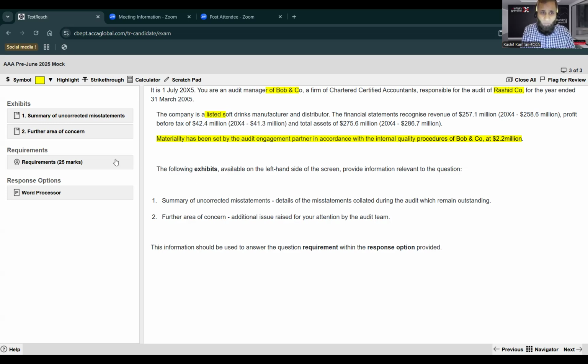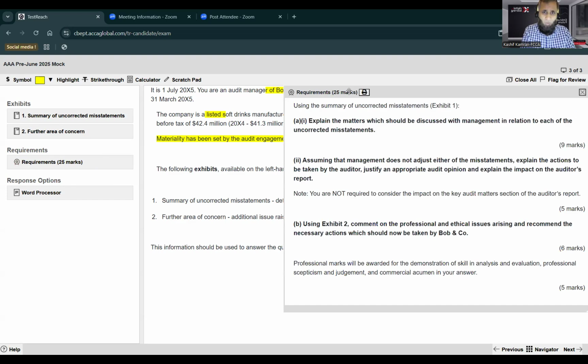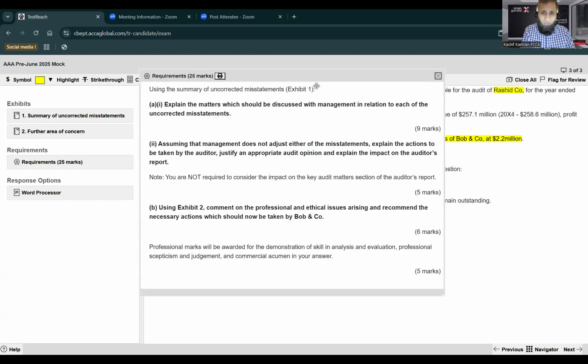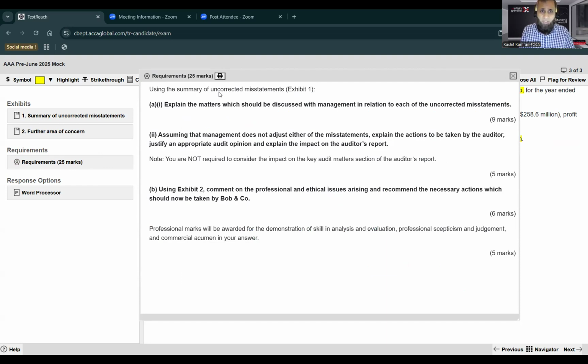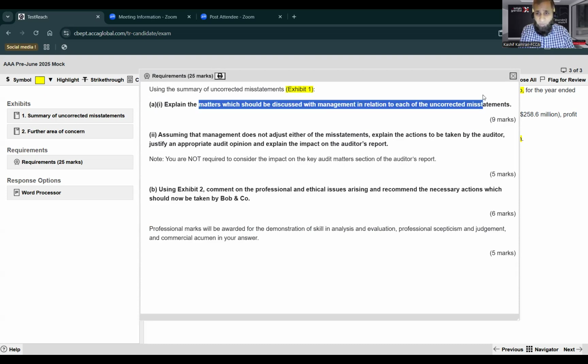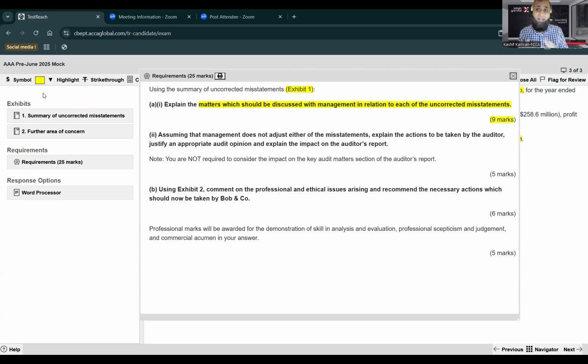Okay, now let's see what the requirements were, and I'll come to the issues. If we open up the requirements, these are very typical requirements you have seen in past papers. Using the summary of uncorrected misstatements in Exhibit 1, explain the matters which should be discussed in relation to each of the uncorrected misstatements with management. How many times have I taught you this question? There were 3 matters. You had 9 marks.